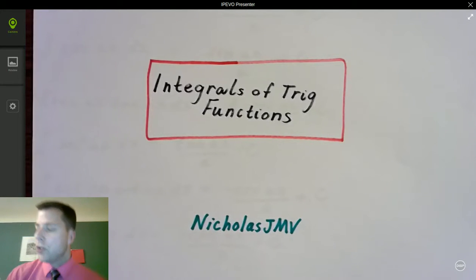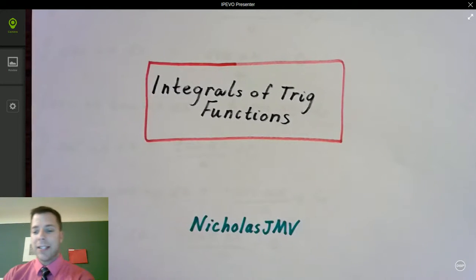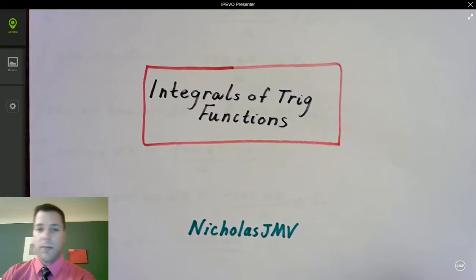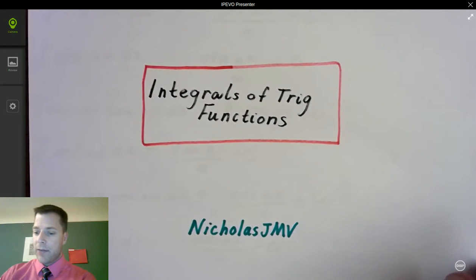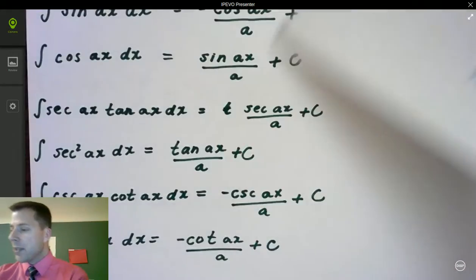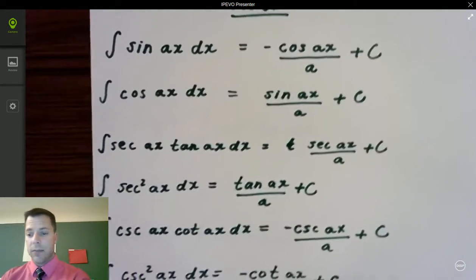Hey everybody, welcome to Integrals of Trig Functions. Now this isn't the basic trig functions. These are going to be when you have a chain rule that you have to account for. Okay, so let's go ahead and look at these 6 beautiful new rules.